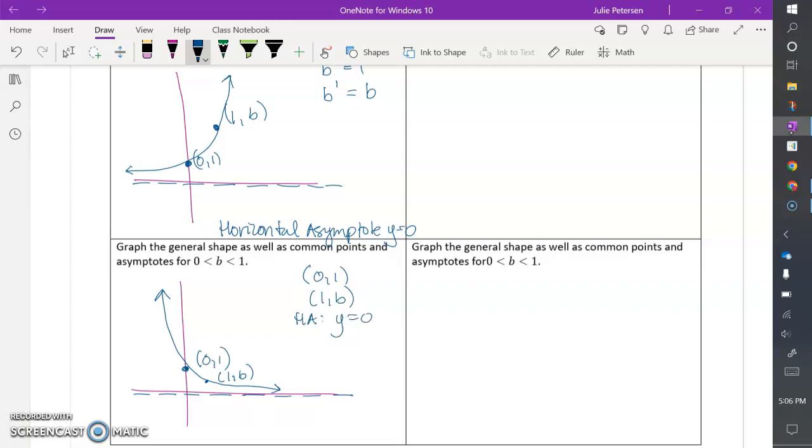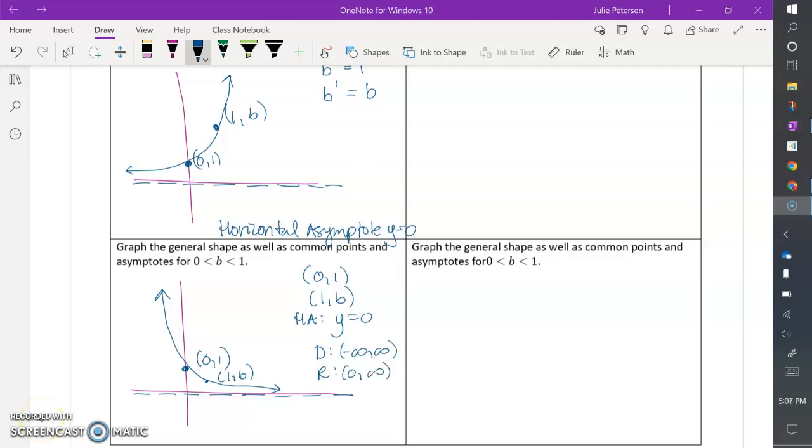A couple other features that they share are their domain and range. So the domain and range for both of these: the domain is all real numbers. We can plug in any number we want into that exponent. And then the range is 0 to infinity.